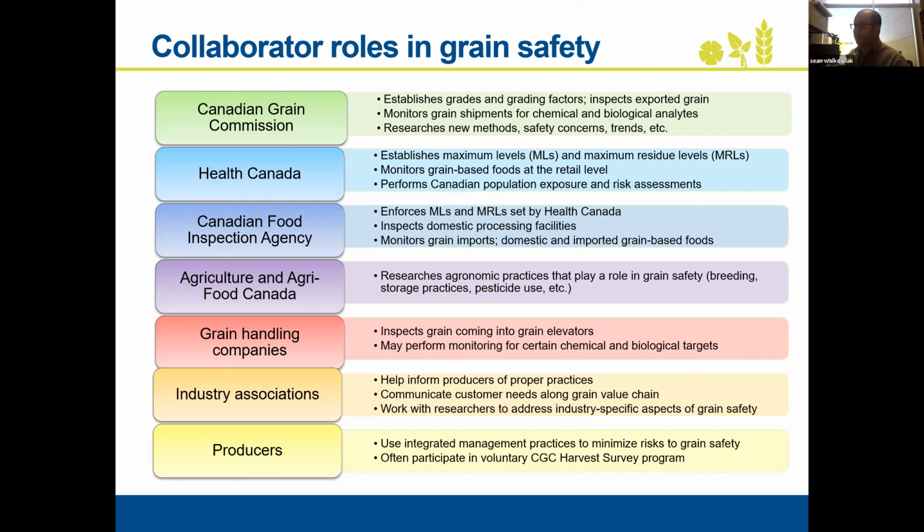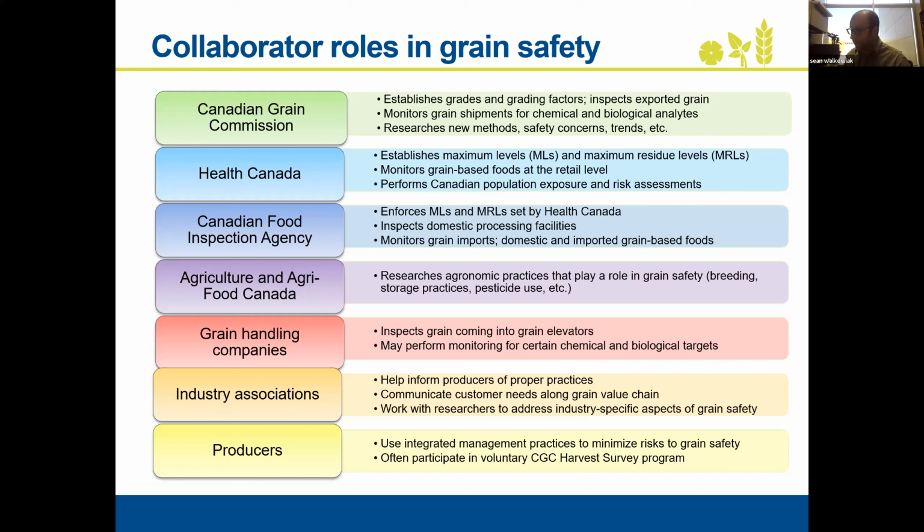Whereas Health Canada and the Canadian Food Inspection Agency are more involved with setting limits for how much toxin might be allowed in certain things, enforcing some of the rules and looking more at food. Agriculture and Agri-Food Canada do more agronomy and breeding and this type of stuff.